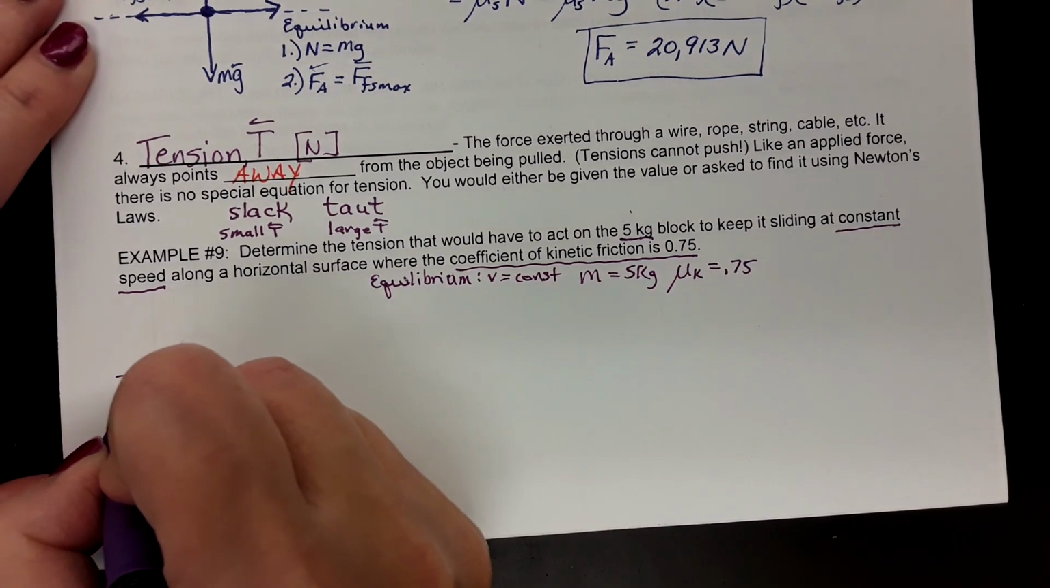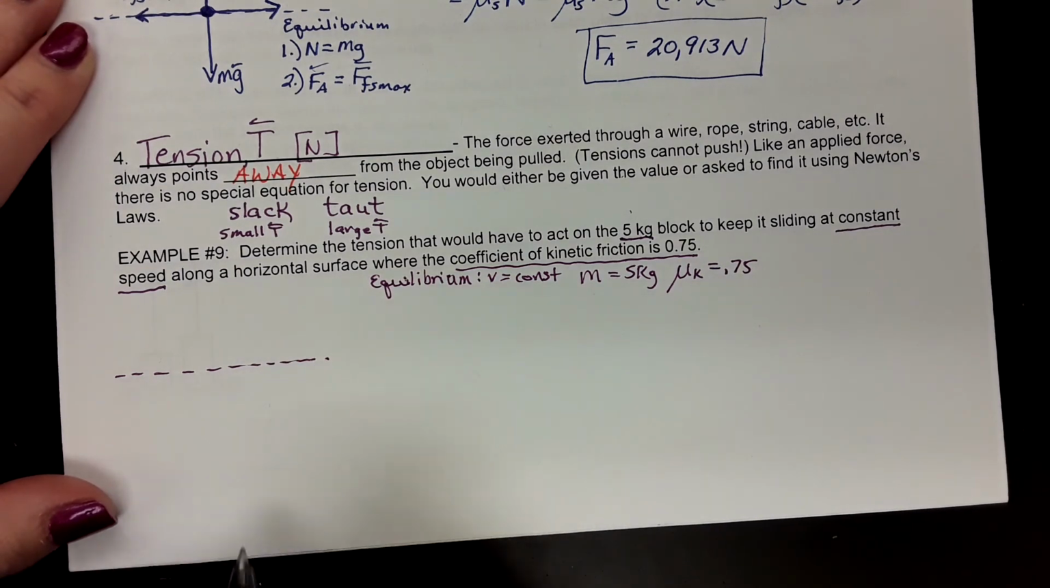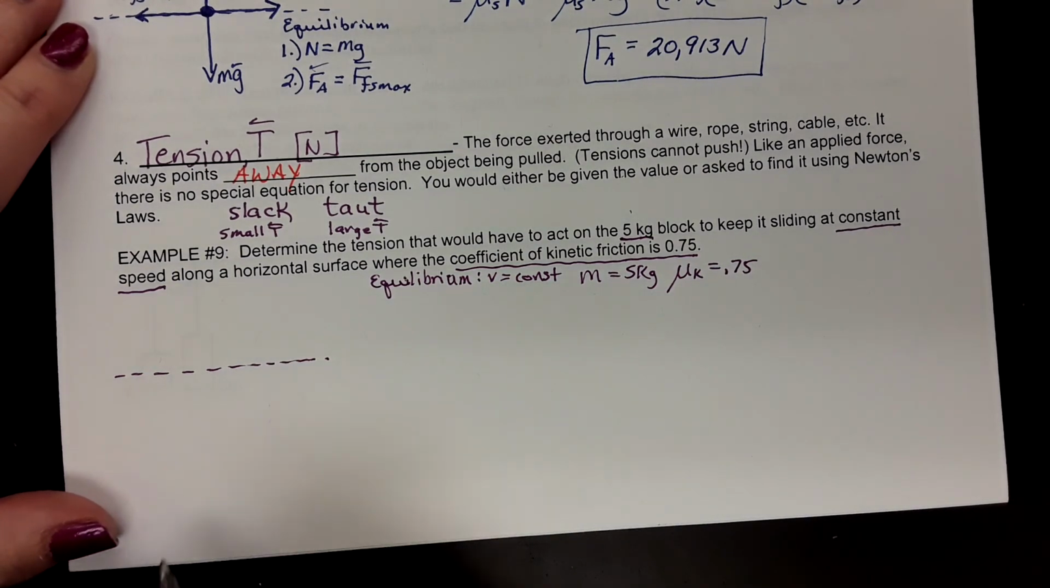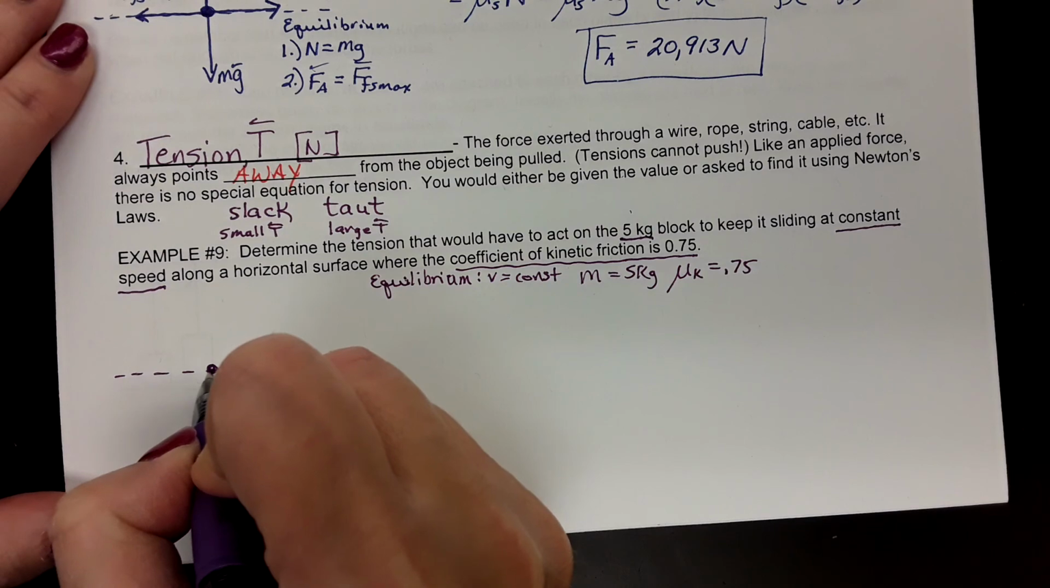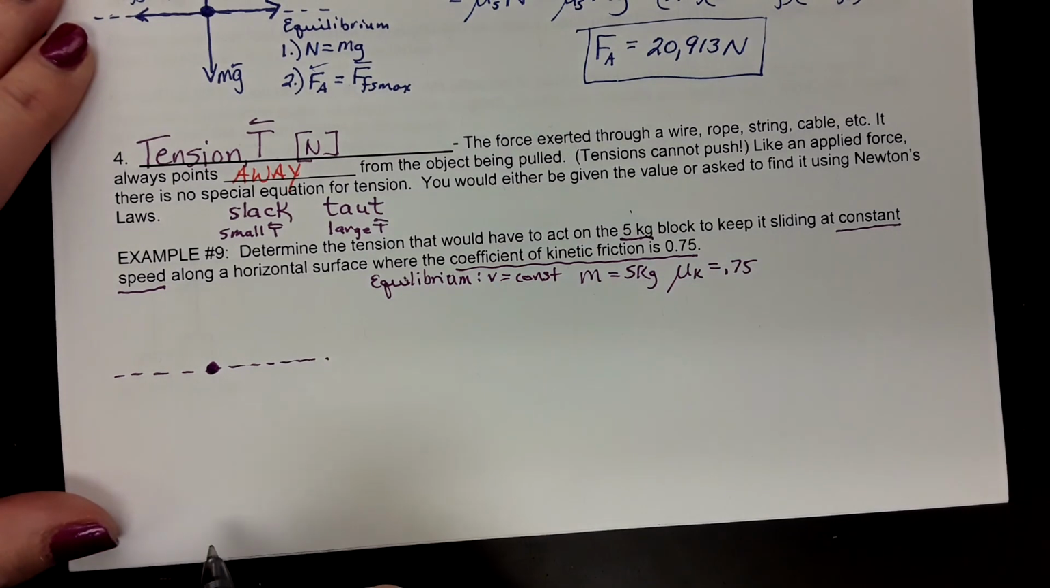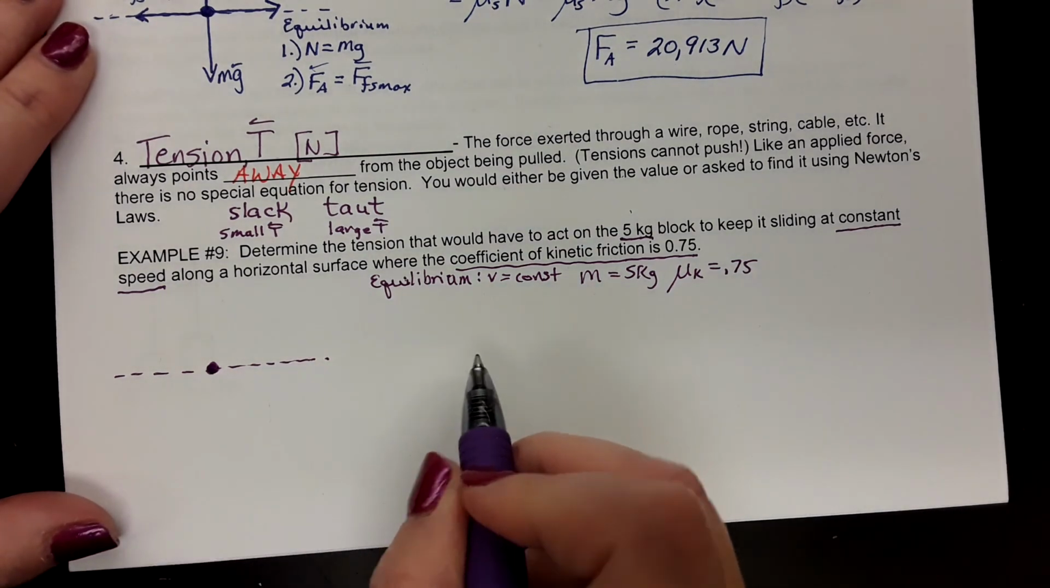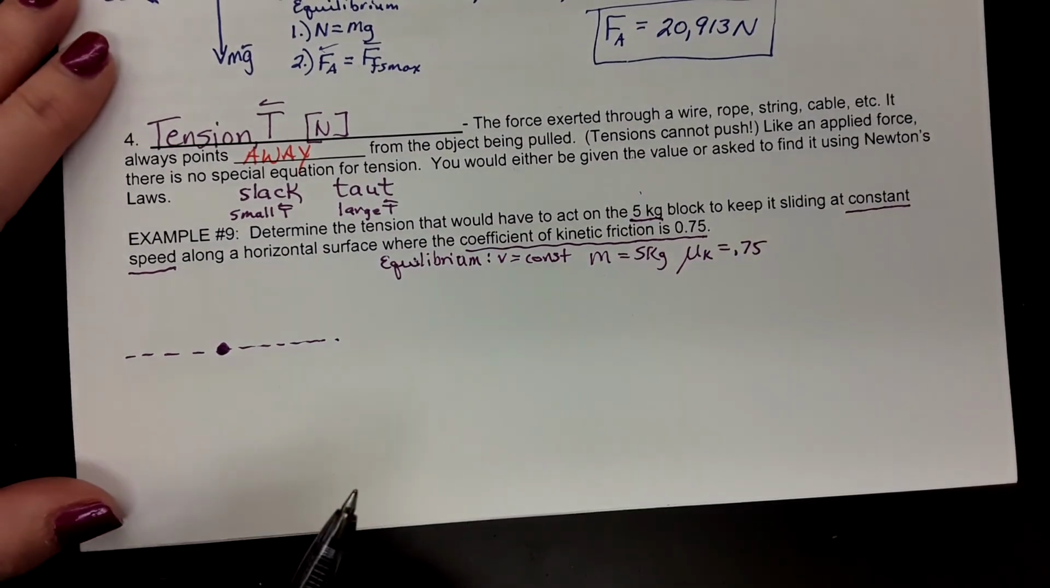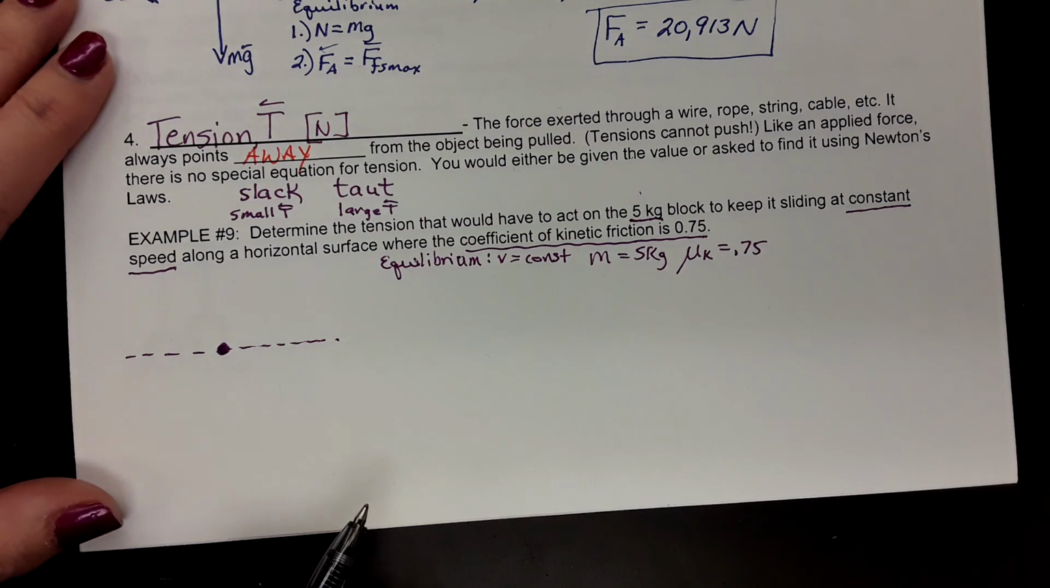All right, so let's make a free body diagram. There is the surface that the block is sliding on, and there's a dot to represent the block. And let's assume that the block is sliding to the right. I just like doing it that way. If you want your block to slide to the left, that's fine. You're just going to mirror image your picture.